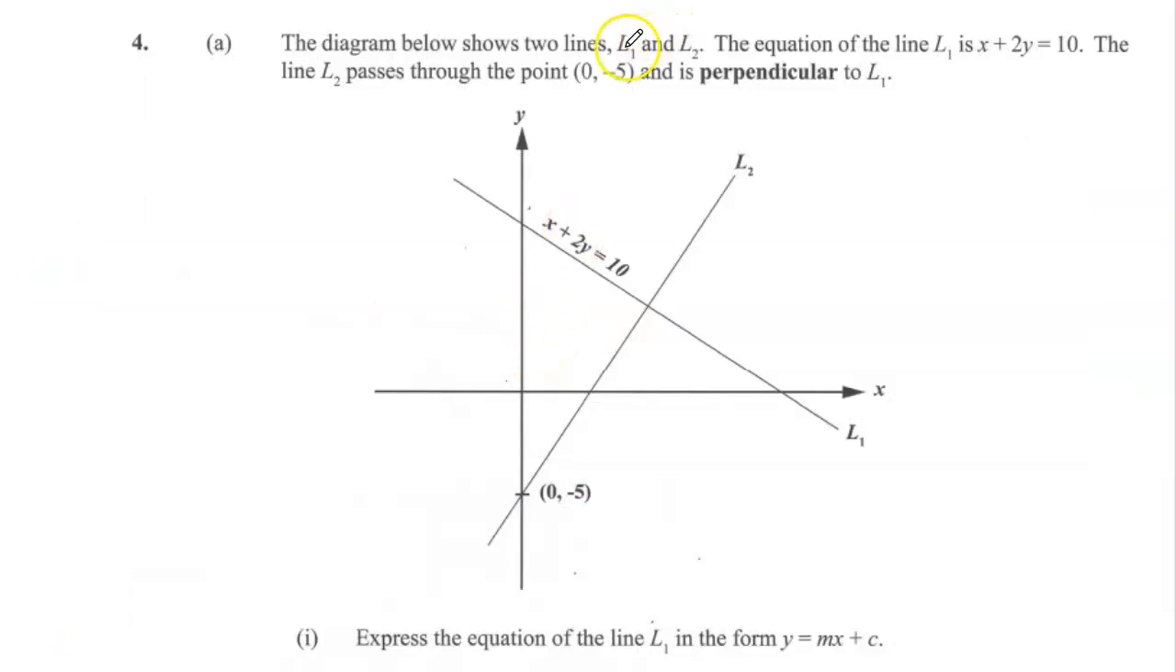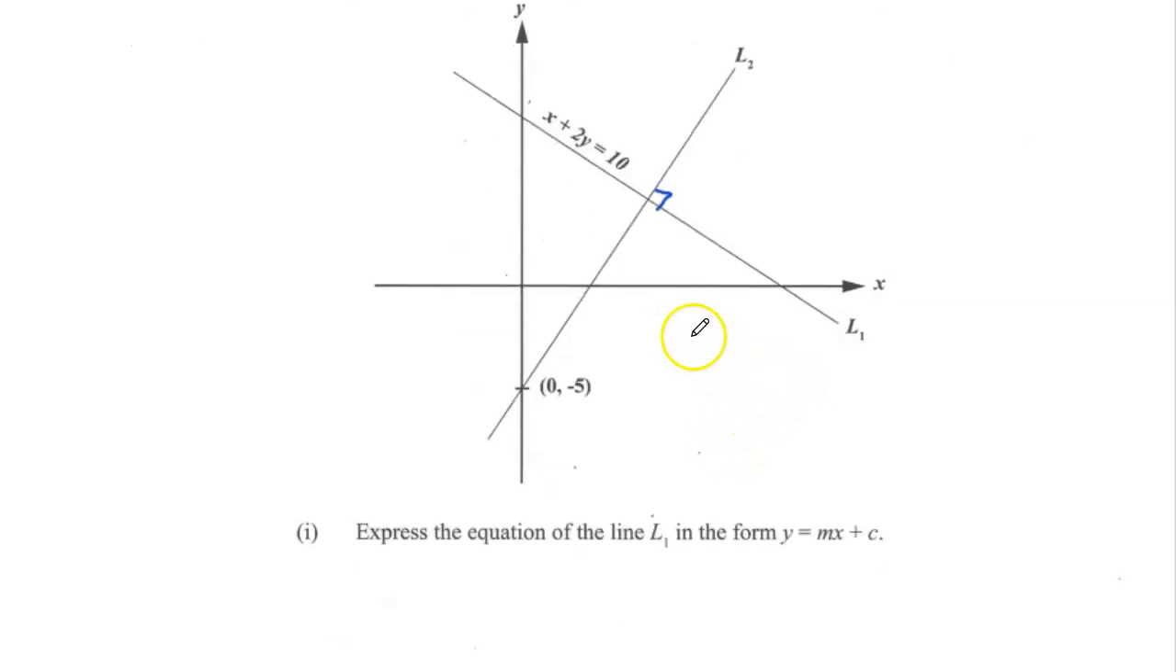Question 4. The diagram below shows two lines, L1 and L2. The equation of L1 is x plus 2y equal to 10. The line L2 passes through the point 0, minus 5 and is perpendicular to L1, meaning the angle formed is a right angle, 90 degrees. Express the equation of L1 in the form y equal mx plus c. That will be a transposition.